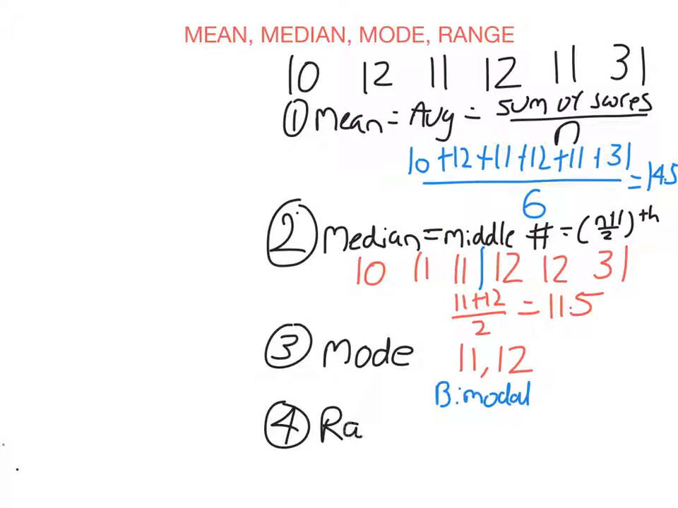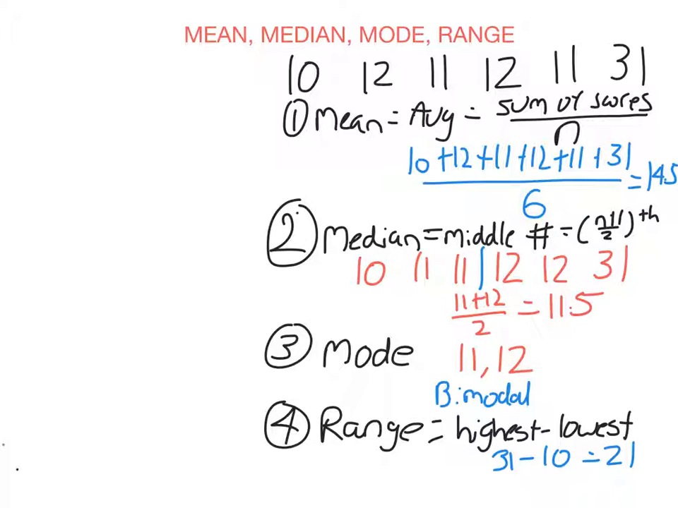It's telling you about the spread of the data, and it is the highest score minus the lowest score. So, in this case, highest is 31, the lowest score is 10, so the range is 31 minus 10, which is 21. 21 doesn't tell us the center of our data, it tells us about the spread of the data.